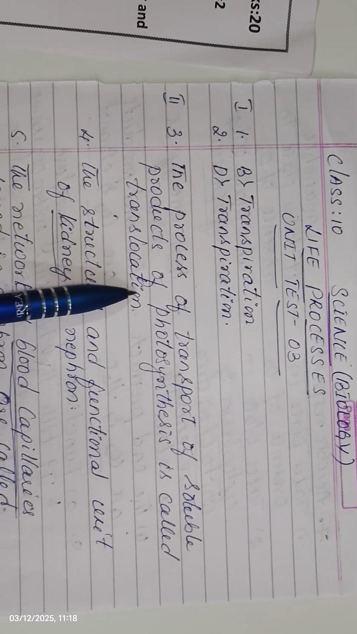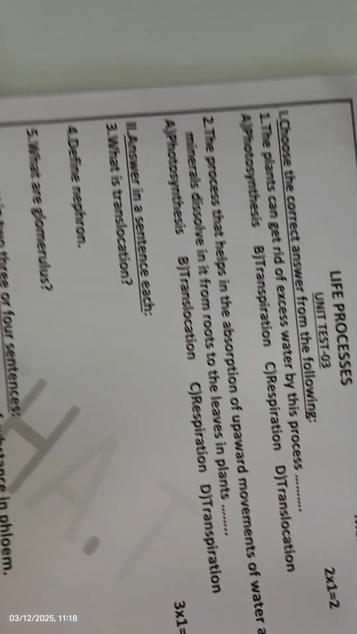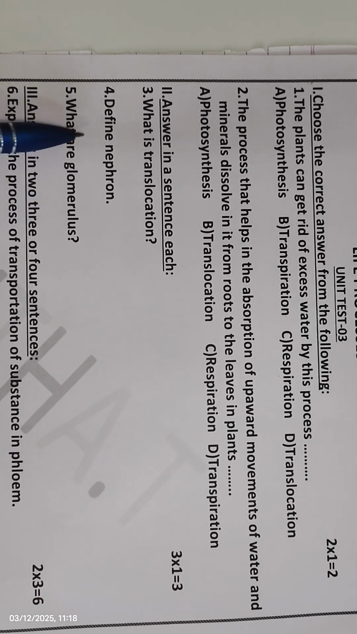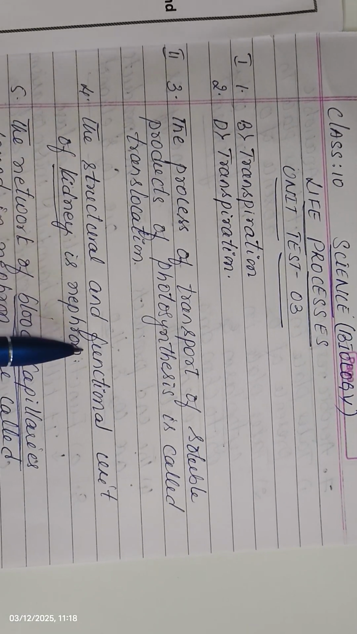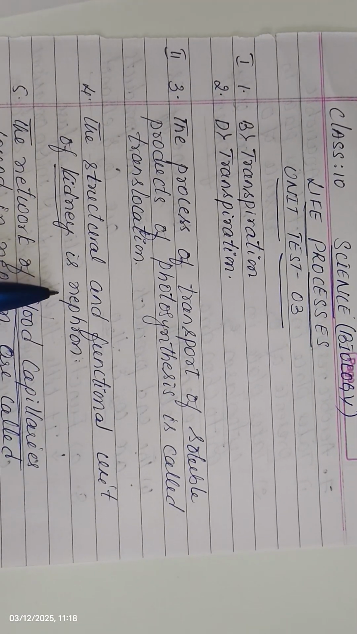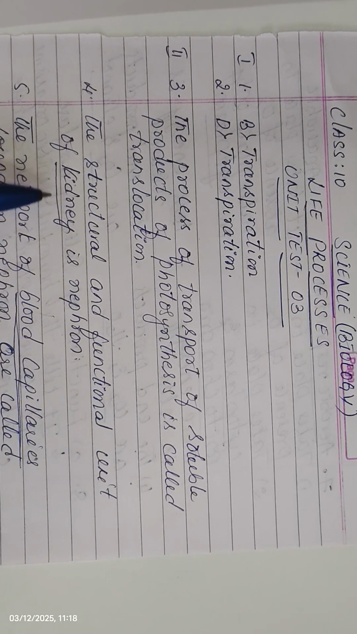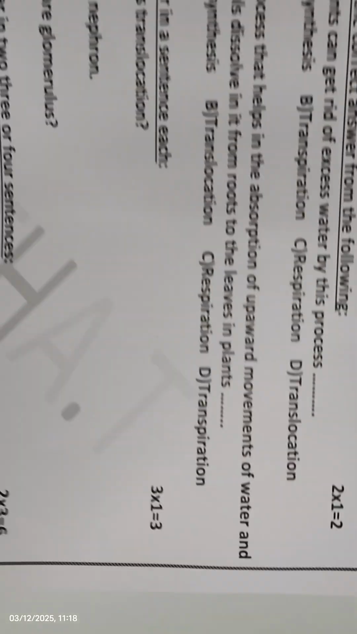We'll see the fourth question now. Question number 4. Define nephron. We'll see the answer. The structural and functional unit of kidney is called nephron.